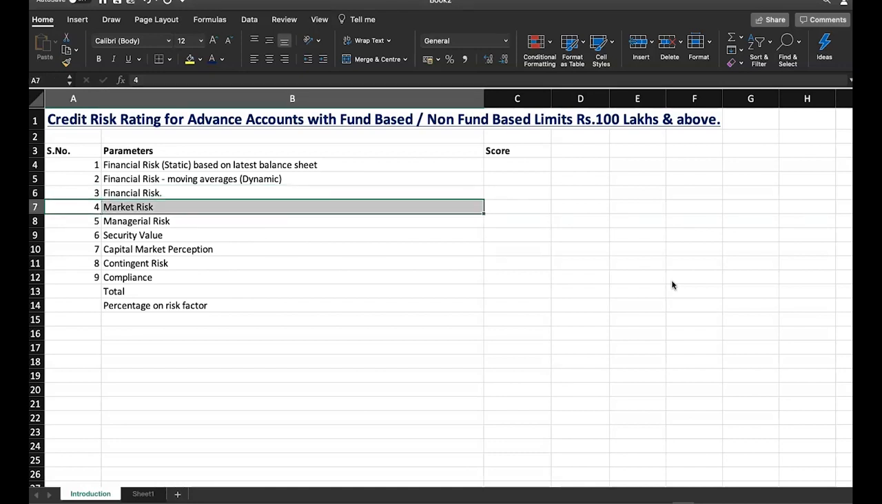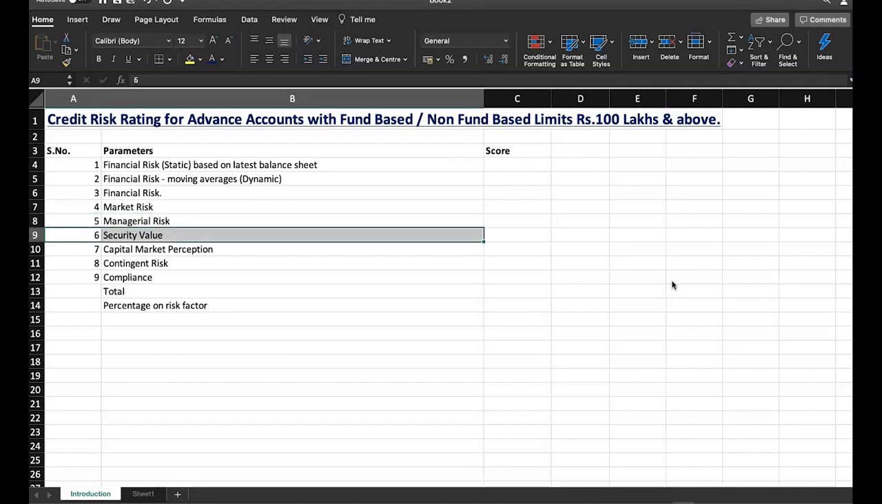Fourth parameter is market risk, where they study the competition, industry cycles, regulatory risk and technology related to the borrower. In the fifth parameter, that is the managerial risk, they focus on expertise and track record. In the sixth parameter, that is the security value, they take into consideration the security comfort or inadequacy they have with the primary and collateral securities. Of course, they also take into consideration the guarantees. Then the seventh parameter is the capital market perception, which is applicable for listed entities, where they dwell into the dividend payment track and PE ratio.